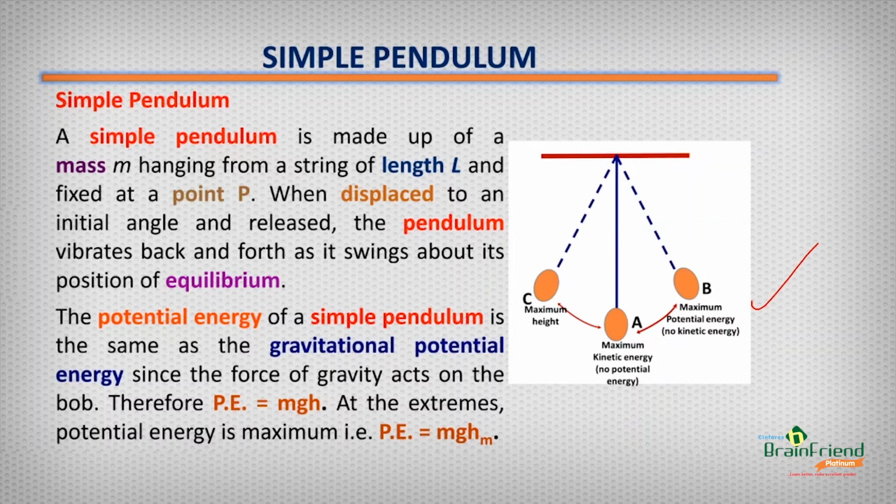Since the force of gravity acts on the hanging bob, the potential energy of a simple pendulum is the gravitational potential energy. And gravitational potential energy is given by the formula PE equals mgh, where m is the mass, g is the acceleration due to gravity, and h is the height. At the extreme position, potential energy is maximum. Therefore, PE is equal to mghm, where hm represents maximum height.